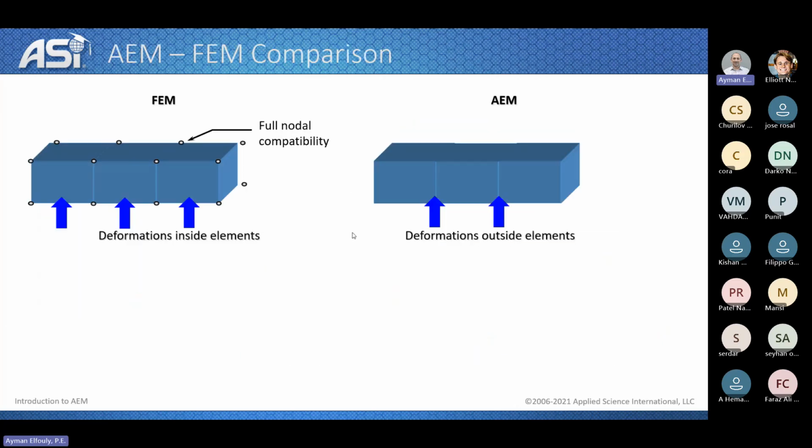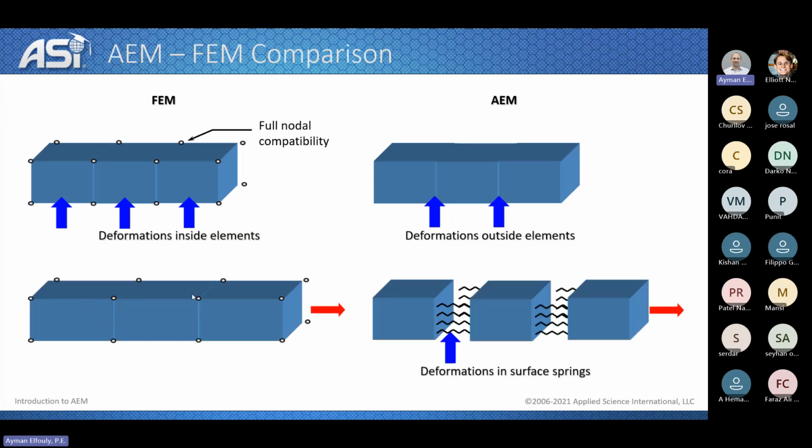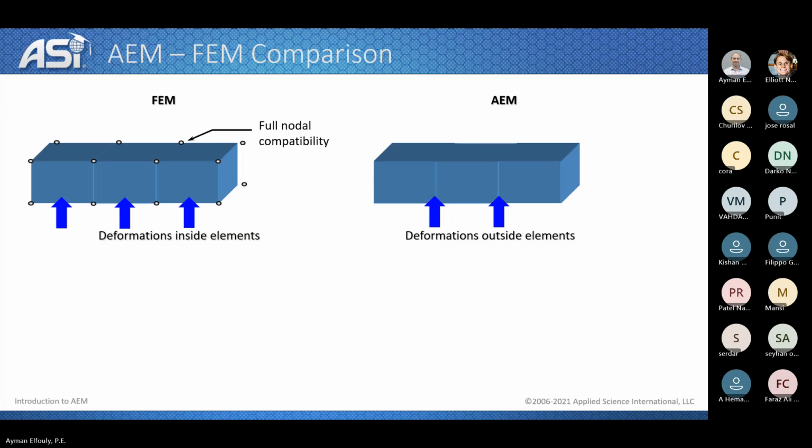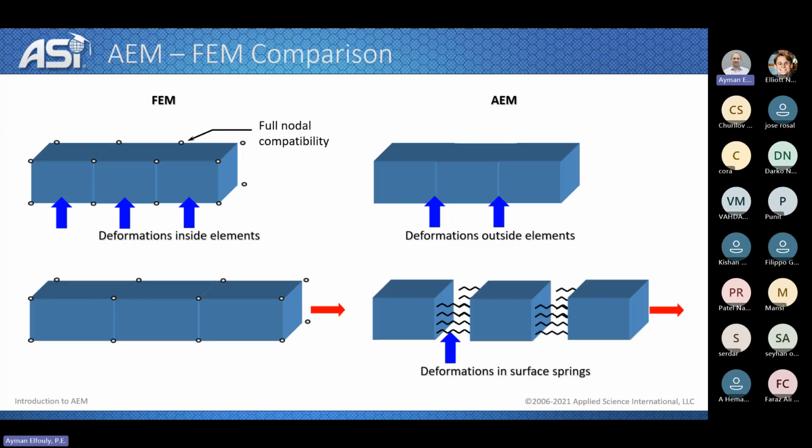There are some differences between the applied element method and the finite element method. Yes, they are both stiffness based methods, but there are some differences between them. In the finite element method, if you are applying a tension load on a member like this, you see that the element deforms. However, the nodes cannot be separated from each other.